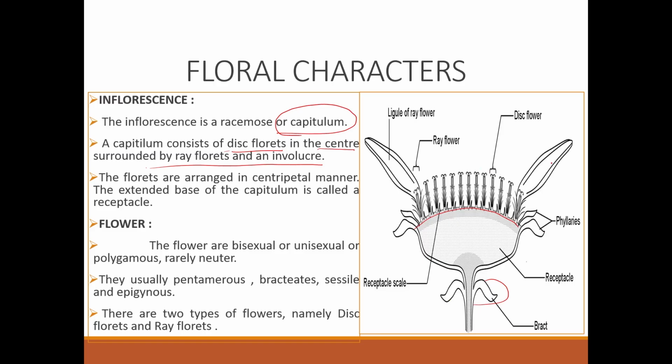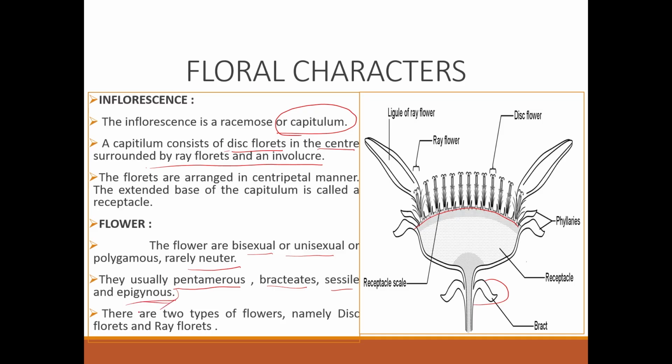But sometimes the flower may have only one type of flower, only ray flowers, and sometimes only disc flowers. They may also have a mixed type of both. If you see, the flowers are generally bisexual or unisexual, polygamous, and rarely neuter. They are usually pentamerous, which means they have all the plant parts in multiples of 5. They are bracteate, sessile, and epigynous.